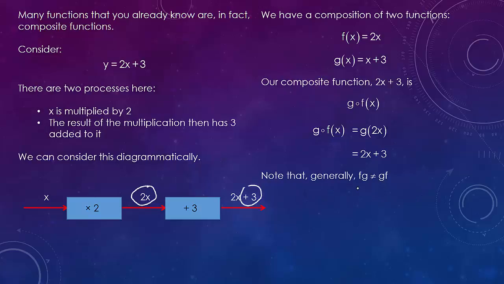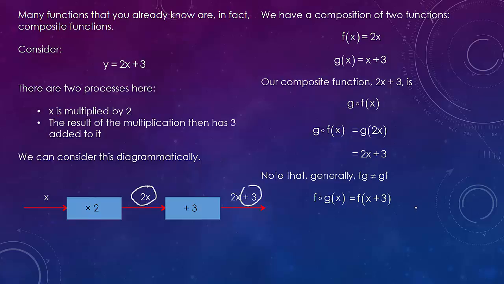Note that generally fg is not equal to gf. So we've just seen that gf is 2x plus 3. Let's consider doing fg to the same two functions. So f of g of x would be f of x plus 3. Remember, g of x is x plus 3.